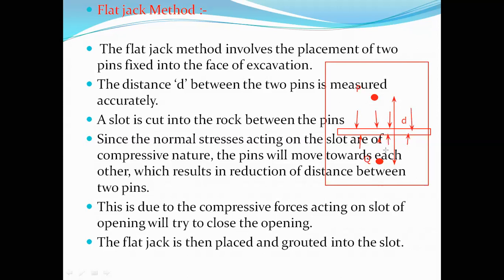Now what happens? Earlier the distance was D. Due to the redistribution, the stresses that got disturbed try to close this opening, and as a result, the distance between P and Q gets reduced by some amount. Let me call this delta D. That portion gets reduced.